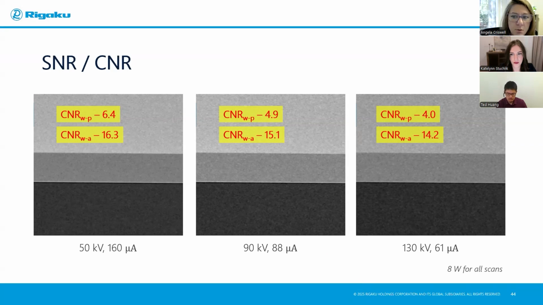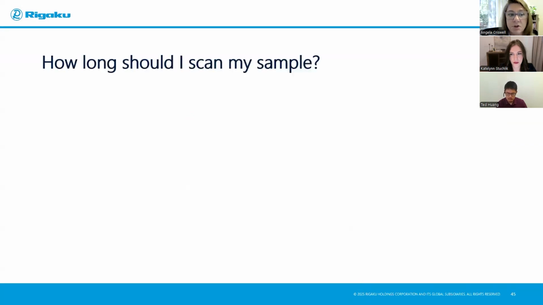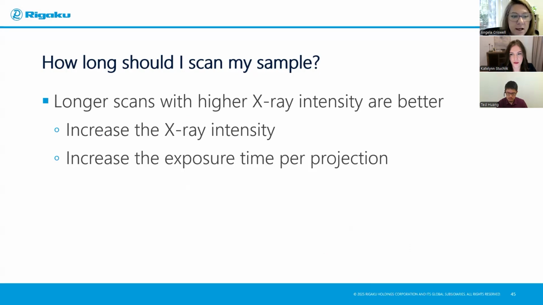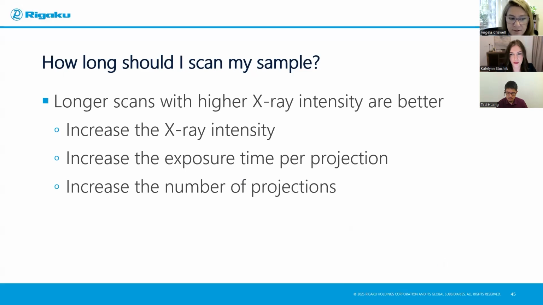So the other thing to consider then is, how long should I scan my sample? Well, of course, you want as high X-ray intensity as you can get, and long, but eventually there's a trade-off balance between those. So one of the things that you can do is turn up the power on your instrument and instantly increase the X-ray intensity. We're going to look at that. You can also increase the exposure time per projection, or you can simply collect more projections at that higher exposure time. So there are some strategies that you can use.